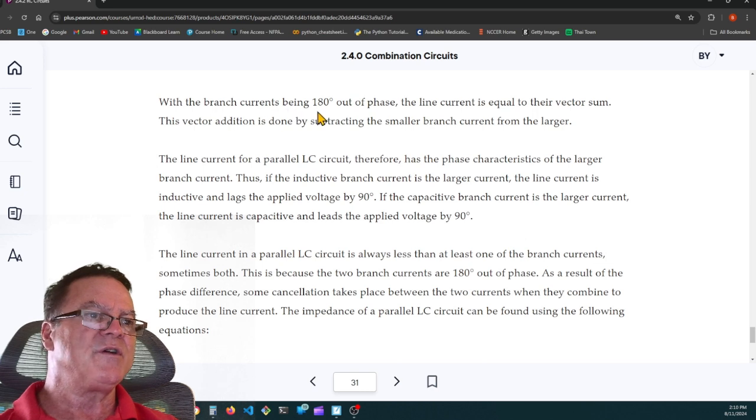With the branch currents being 180 degrees out of phase, the line current is equal to their vector sum. This vector addition is done by subtracting the smaller branch current from the larger.